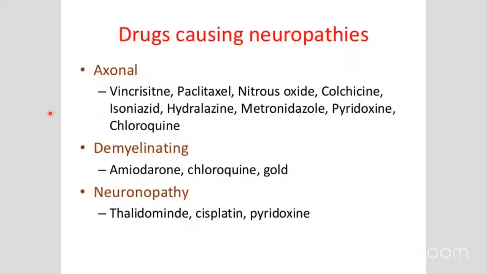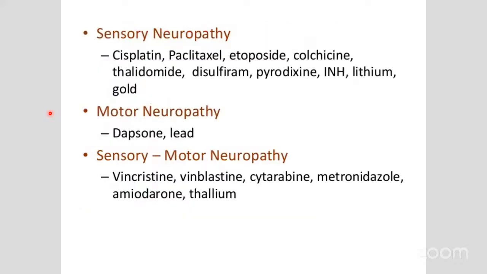Moving on to toxic neuropathies, the drugs causing neuropathies can be divided as axonal, demyelinating or neuronopathy. Vincristine, paclitaxel, nitrous oxide, colchicine, isoniazid, hydralazine, metronidazole, pyridoxine, and chloroquine can cause axonal polyneuropathy. Amiodarone, chloroquine, and gold cause predominantly demyelinating polyneuropathy. And thalidomide, cisplatin, and pyridoxine cause neuronopathy.